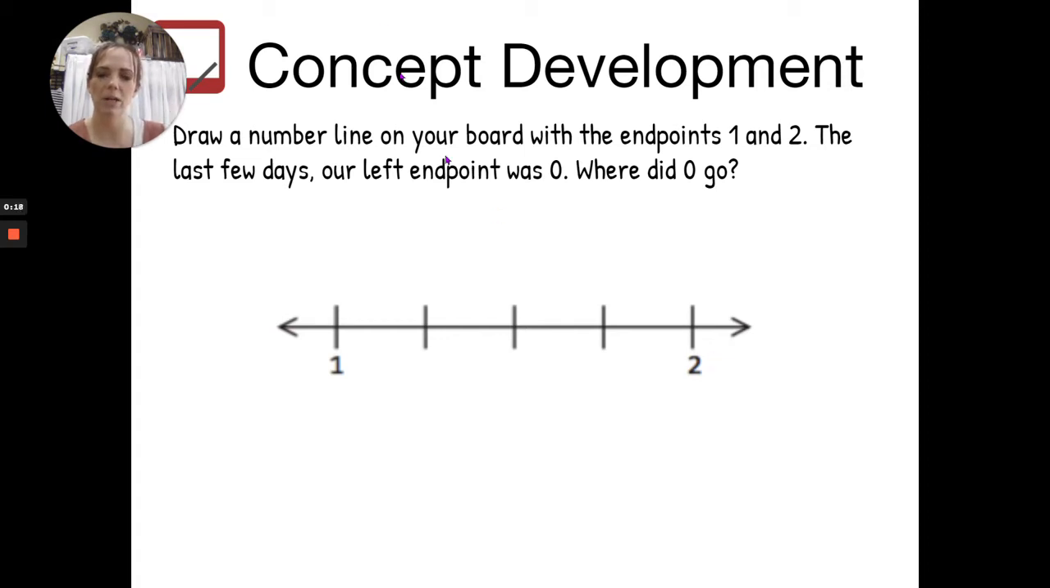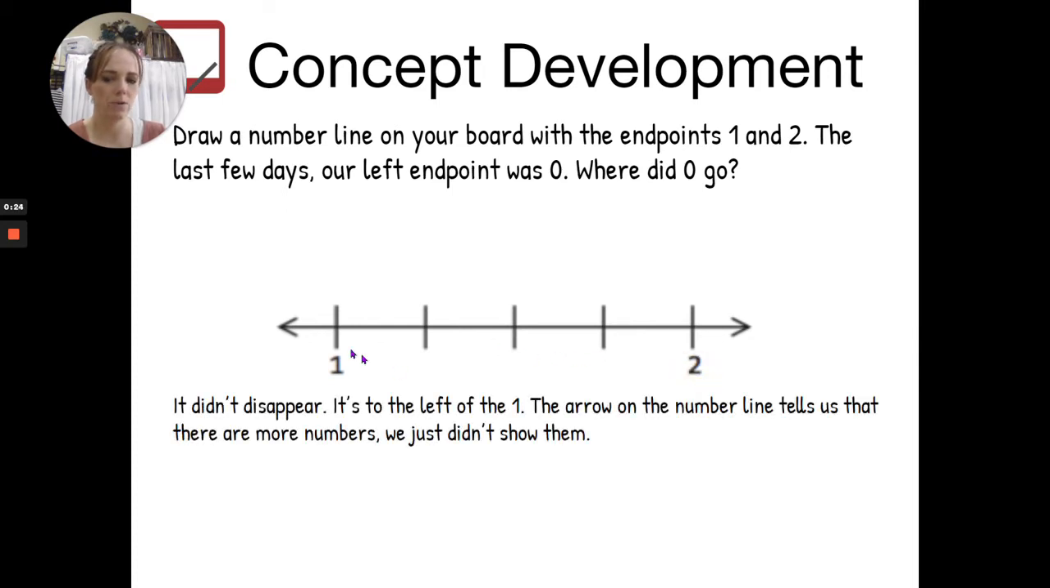We have been talking about number lines that started at 0 and ended at 1. Our 0 has moved. It didn't disappear, it's just down here. We can't see it. The arrow right here tells us that 0 is down here, that there's more numbers, just like we know there's more numbers after 2. But now instead of talking about fractions between 0 and 1, we're talking about fractions that are between 1 and 2.